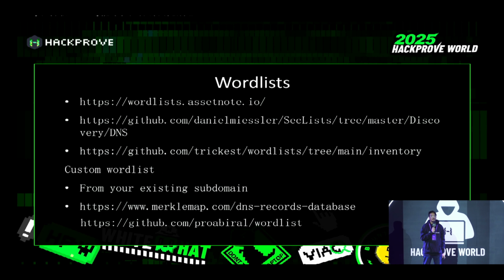GitHub repository. So I did some DNS brute forcing on my bug bounty targets with this word list, and I was able to find a couple of vulnerabilities.